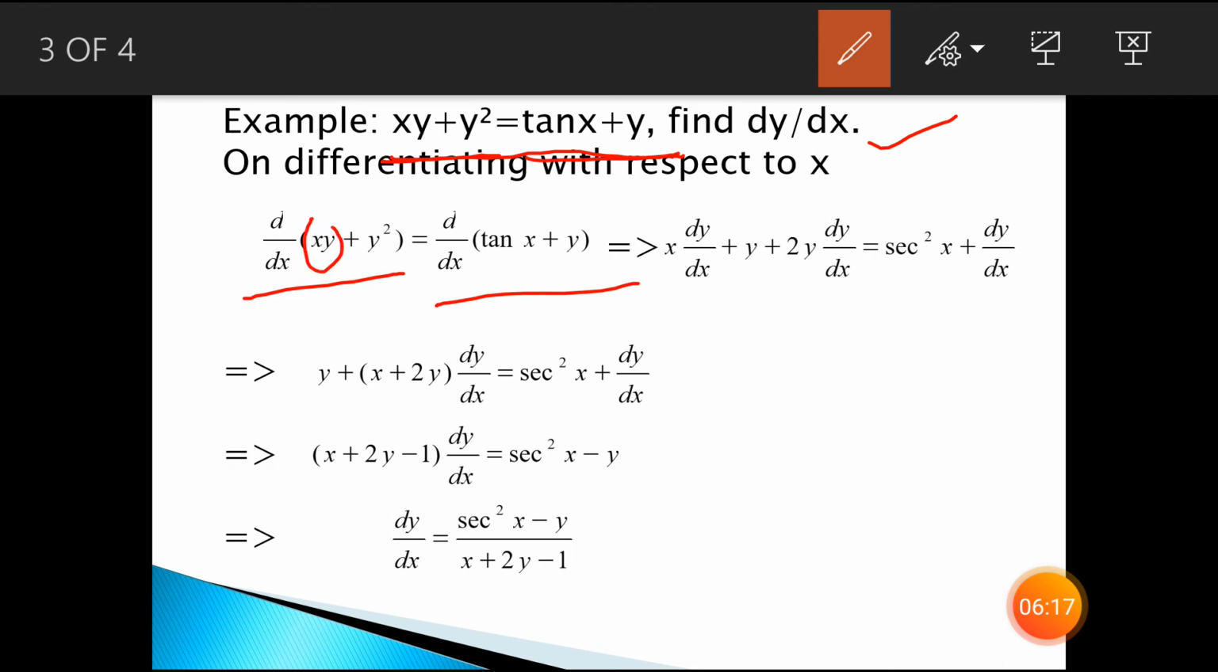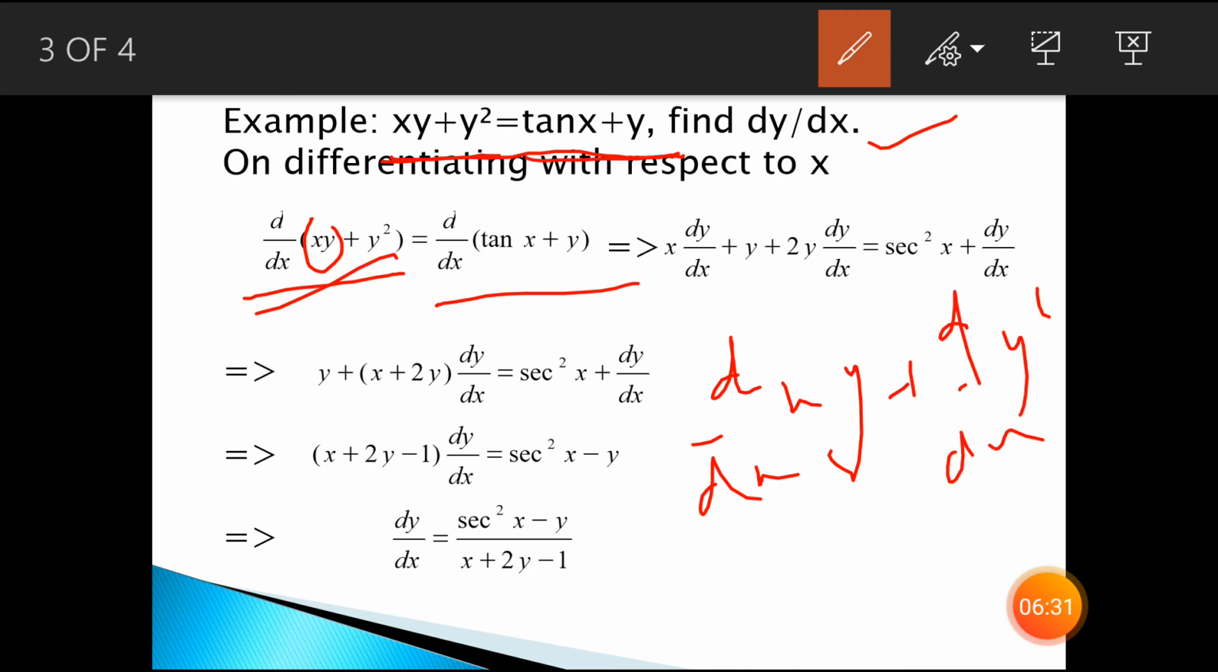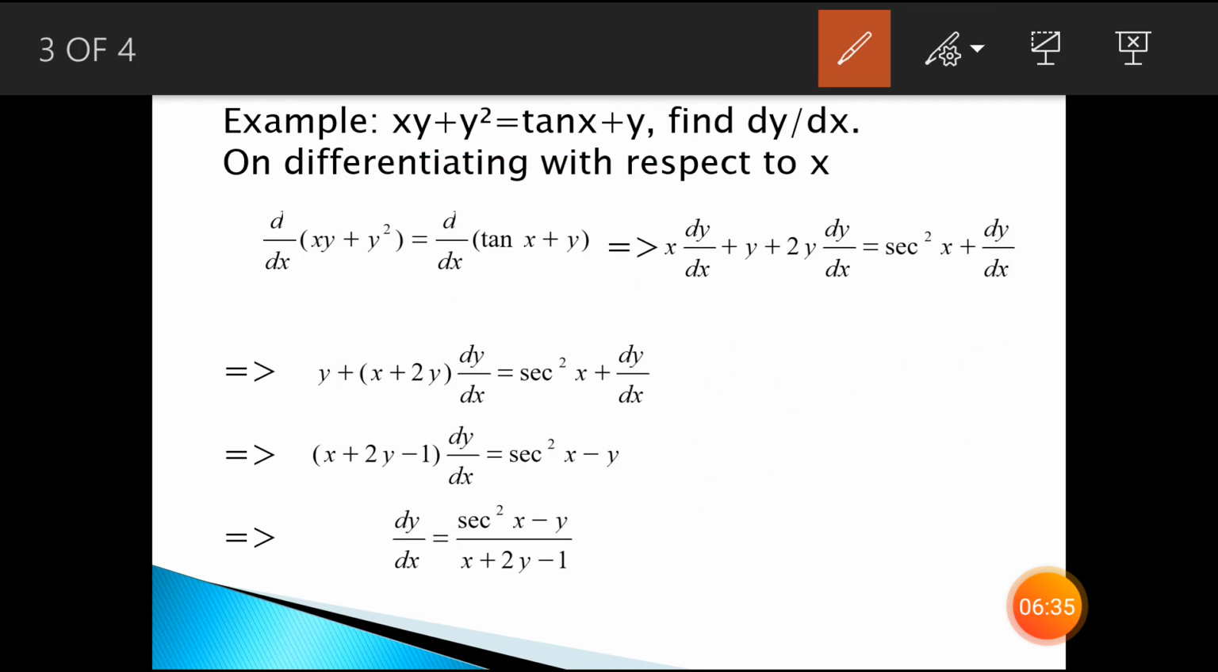As you know from the algebra of differentiation, we can write this as d over dx of xy plus d over dx of y square. So d over dx of xy separately and then d over dx of y square. Okay, so now you just apply the product rule, as we already discussed. So this will become x dy upon dx plus y, and y square will become 2y. Because we are differentiating with respect to x and the variable is y, we have to re-differentiate it. So it will become dy upon dx.